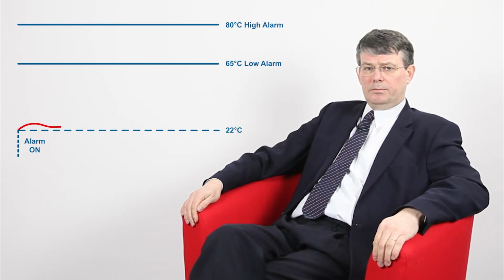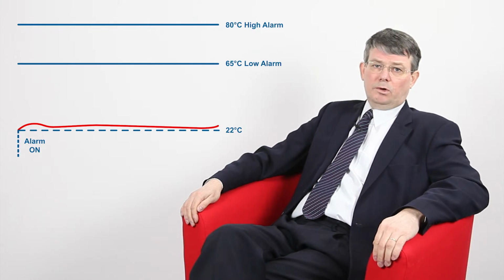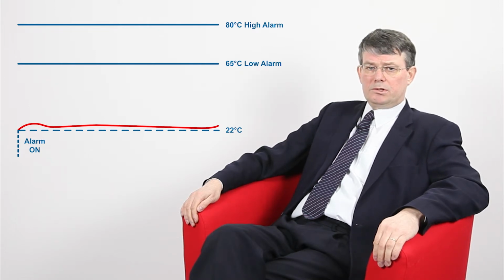But imagine now you started your process not from 75 degrees, but from 22 degrees, ambient room temperature. Immediately, your low alarm would activate and perhaps shut your process down. You'd never have the chance to get going. This is where the alarm inhibit comes in.